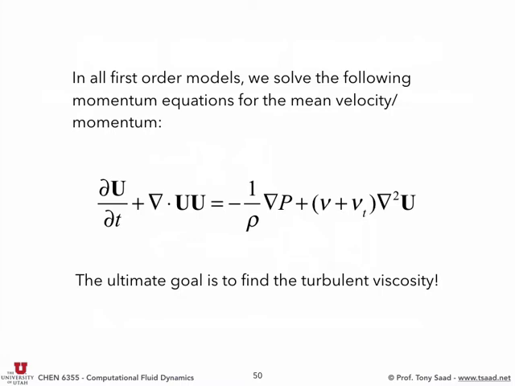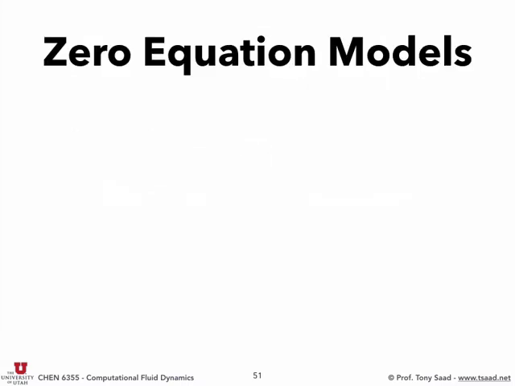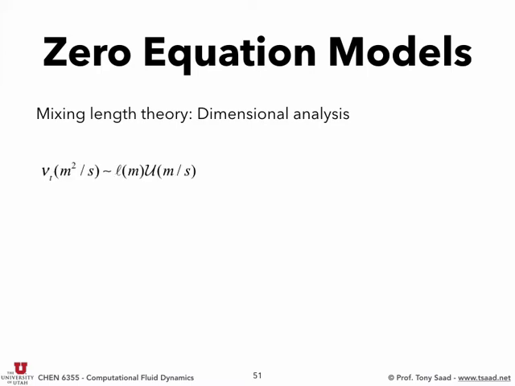With first order models, we also have a hierarchy. We have zero equation models, one equation models, two equation models. We're going to start with the zero equation models that do not require you to solve any additional equations. You just make an assumption on what the turbulent viscosity is, and you use mixing length theory from Prandtl, which uses dimensional analysis. If nu t, the viscosity, has units meter squared per second, that can be assumed as the product of some length scale times a velocity scale, right? So meter times meter per second.